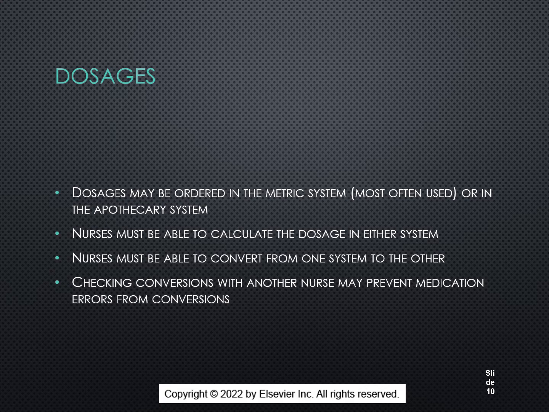Checking calculations for a divided dose with another colleague is recommended at all times as a medication safety measure. Be sure to see on page 661, Table 34.3, abbreviations and symbols used in medication orders. It would be important to pay attention to microgram, MCG, and PRN, which is as needed.